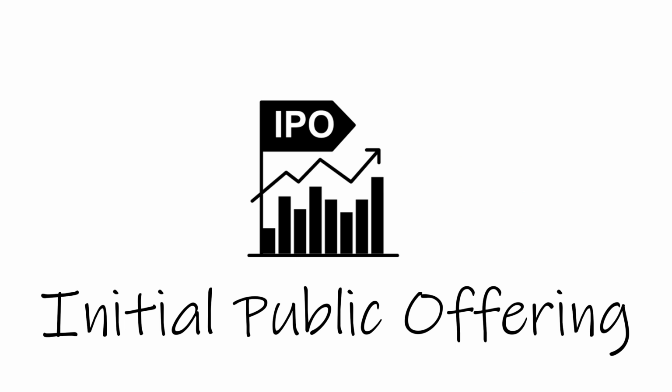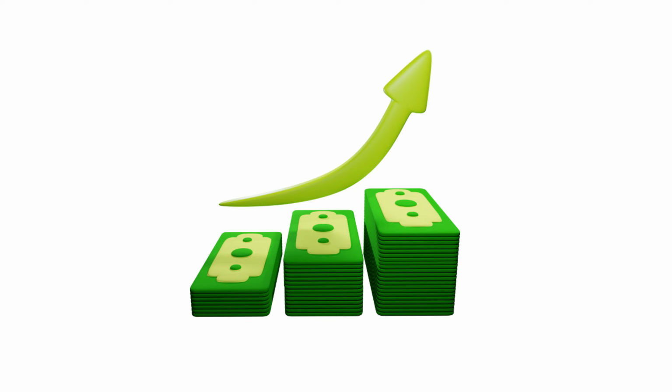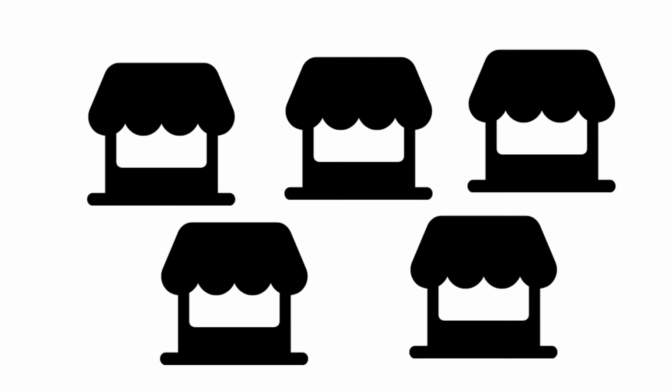IPO stands for Initial Public Offering. This happens when a company decides to let regular people buy pieces of their business for the first time. They do this to get money to grow their company. Exchange. This is like a big marketplace where people meet to buy and sell stocks. The New York Stock Exchange and NASDAQ are the most famous ones in America.